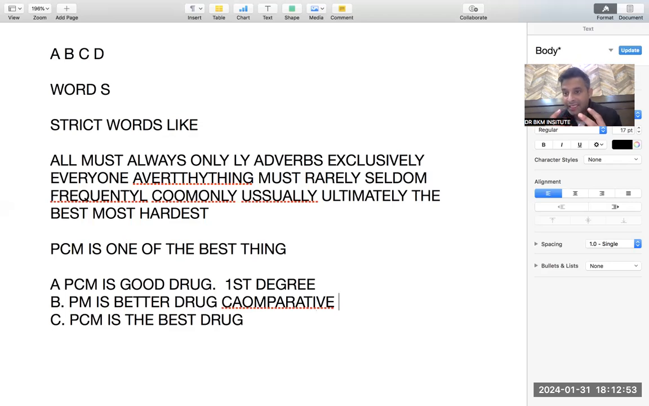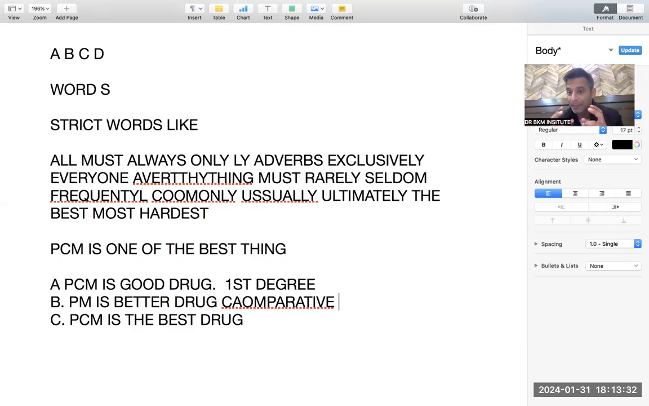Comparative means that the second degree is always a comparison. If I say my right eye has better vision, that means it is a comparison. Automatically, my left eye has bad vision or less vision, because I have already said that the right eye has better vision. Better means it's automatically a comparison. That is why it is known as the comparative degree. If I say he is greater, I am trying to compare that person with someone.